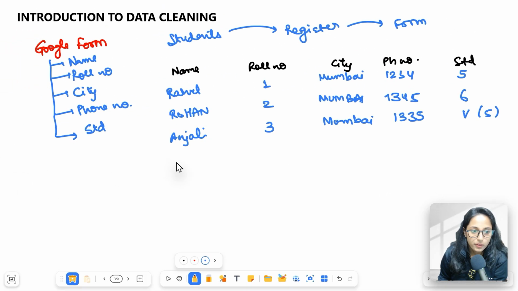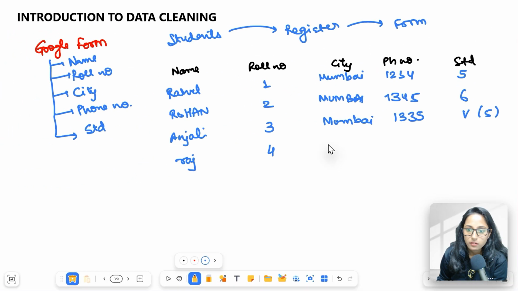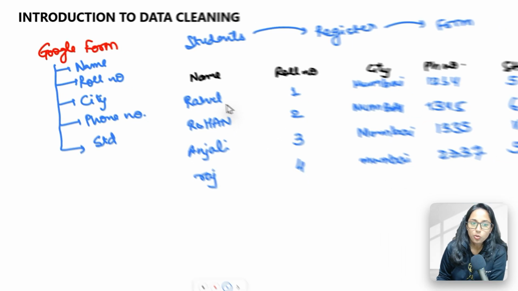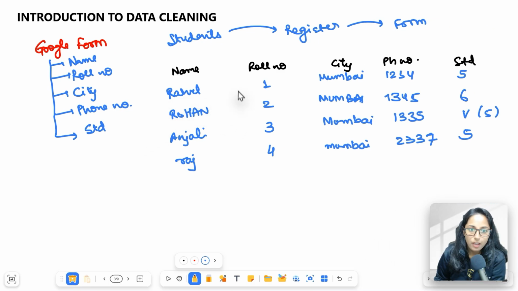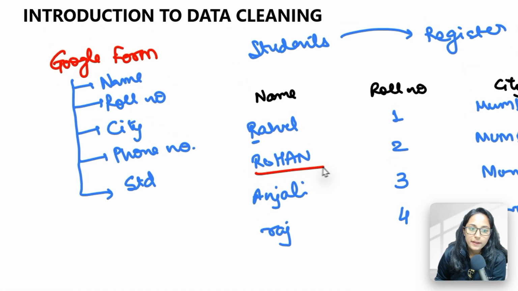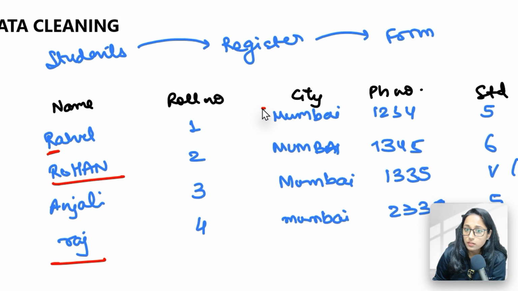And I have another student, let's say Raj. Raj has written something like this. His roll number is 4. And he has written all small. He has filled the form in all small letters. 2337. And he has also written 5. So if you see, from their part, they have definitely written the correct values. But sometimes the name has the first letter as caps, all letters as caps, not even one letter of caps. Even if you see, cities are the same.